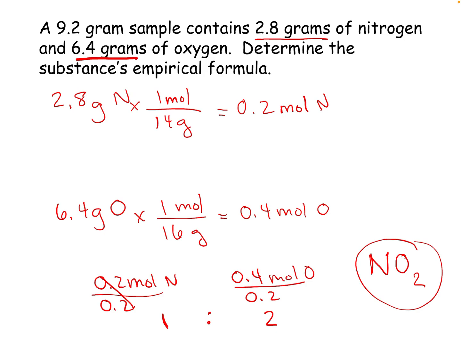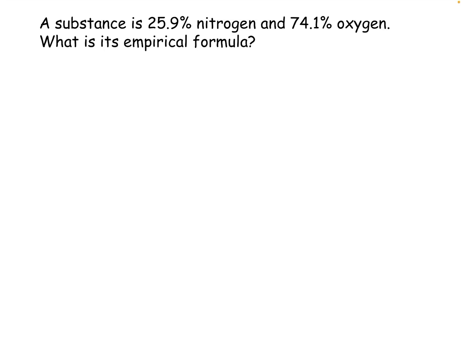So again, the procedure is very straightforward. Percentages to grams, that's easy. Grams to moles, divide each by the smaller, and then you have your ratio. Okay, let's try another one. A substance is 25.9% nitrogen, 74.1% oxygen. What is its empirical formula?